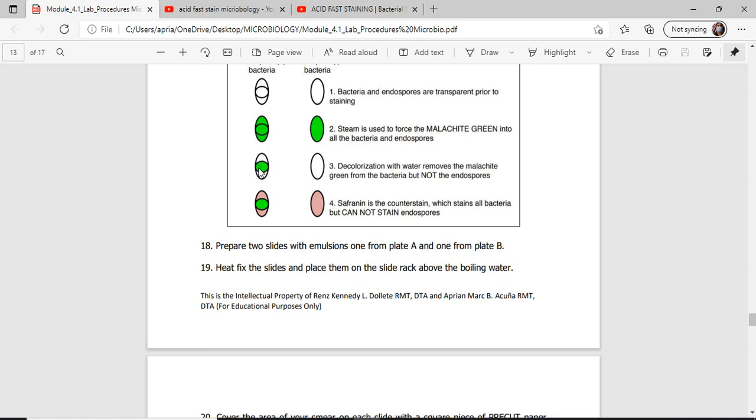Okay, then you decolorize it. The green color disappears. Then you have your counter stain, which is the safranin. Safranin counter stain stains all bacteria but cannot stain the endospore. The endospore keeps its green color.